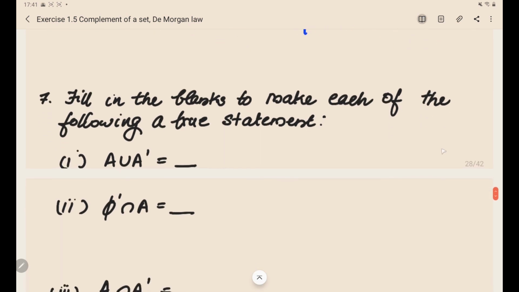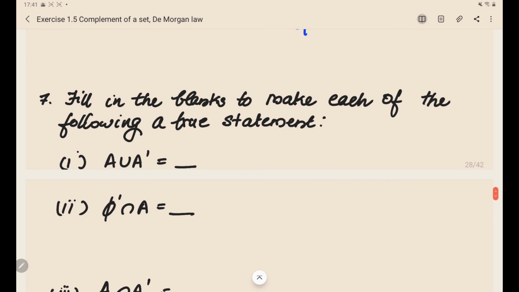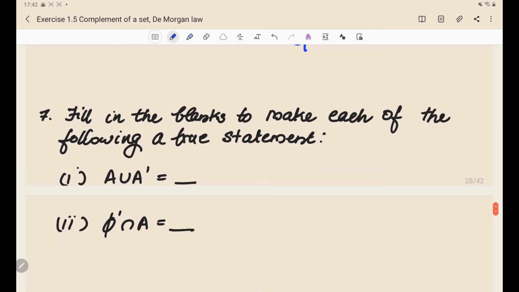Now let's discuss the seventh section. Fill in the blanks to make each of the following a true statement. A union A complement. It's very easy. What is it? It's the union of the set of all elements of A and the elements outside the set A. That is the universal set.